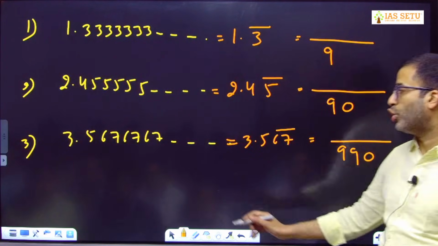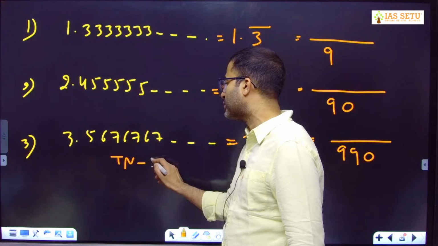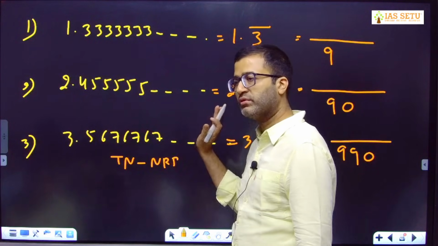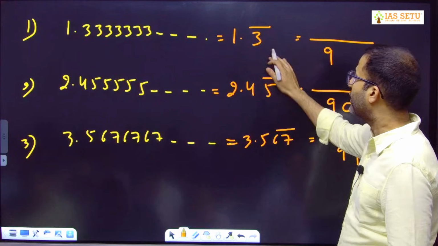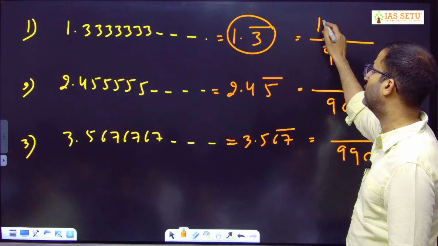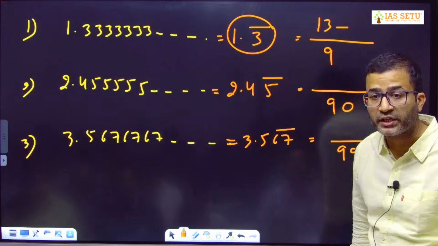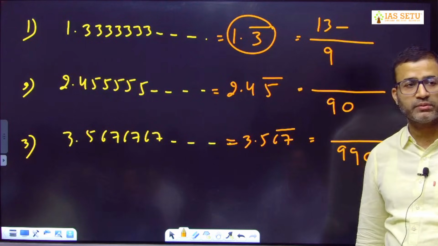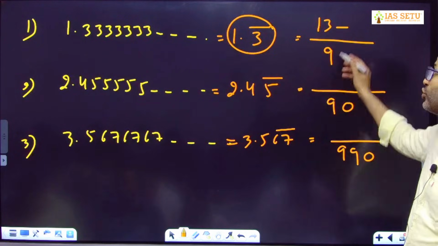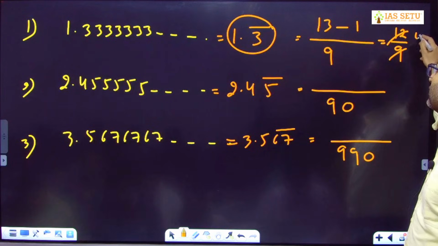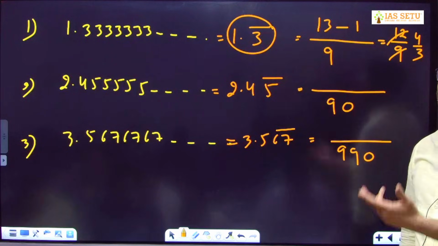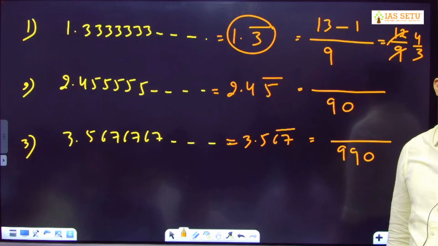Numerator is total number minus non-recurring part. Same as type 2. But we have to be careful. Here, what is the total number? 13. And what is non-recurring? 1. Non-recurring can be before the decimal also, 1. So 13 minus 1, your answer is 12 by 9. If you simplify, 4 by 3, and you can check 4 by 3 is 1.3333.